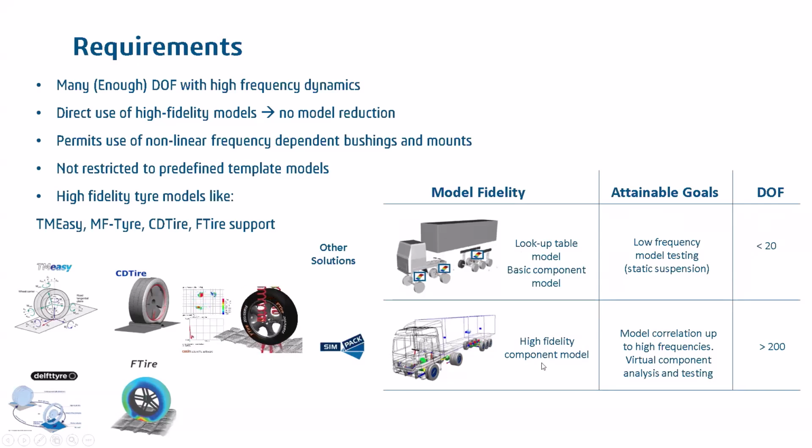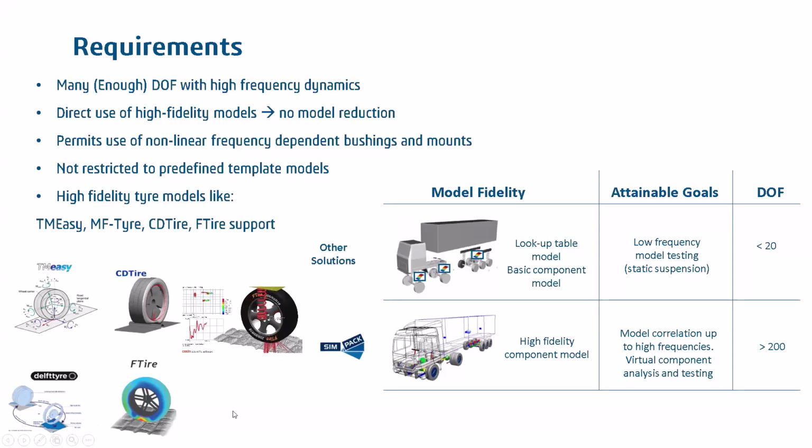With SimPack, what we can do is have this high fidelity component model, which is not simplified, which means that the degrees of freedom of this model will be around or greater than 200. But the attainable goal would be model correlation up to high frequencies, basically. As a part of the requirements, we wanted to include fully nonlinear frequency dependent bushings and mounts wherever required. We wanted to use high fidelity tire models as well.